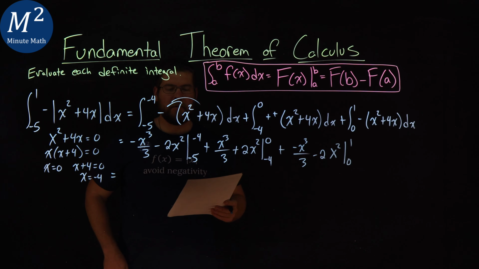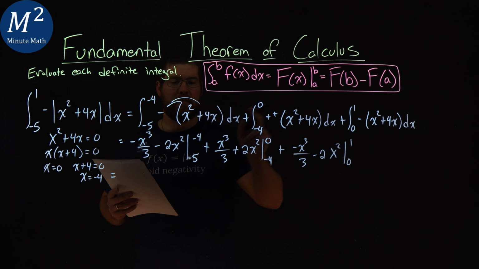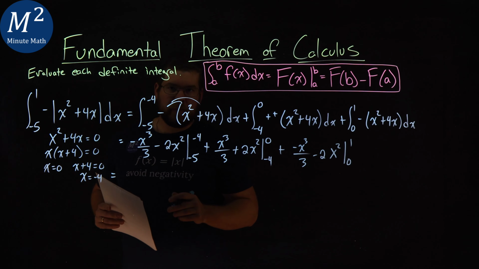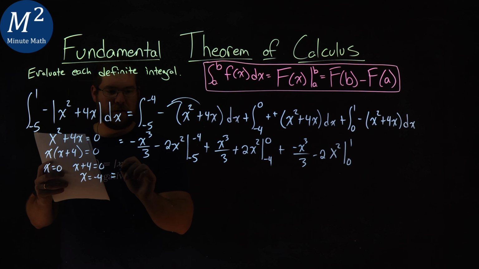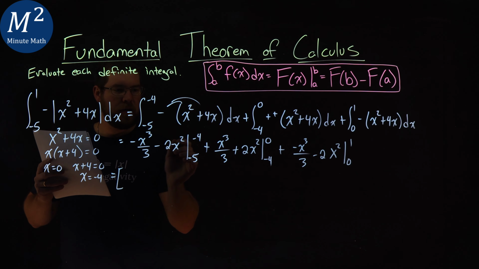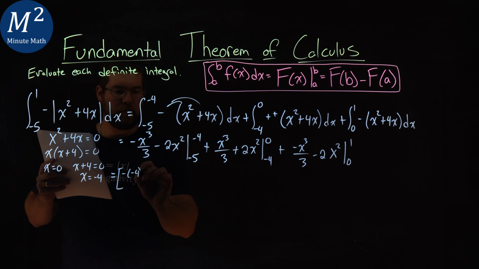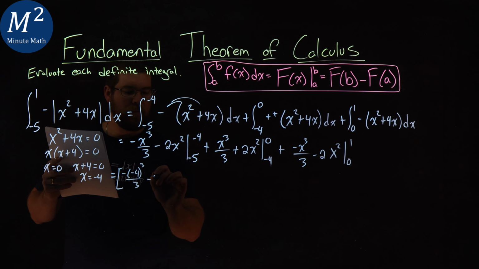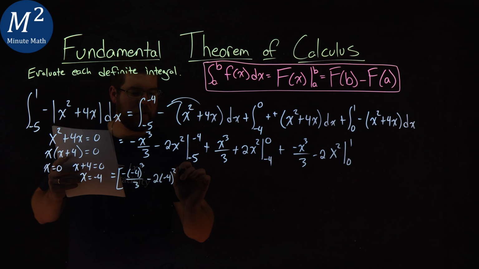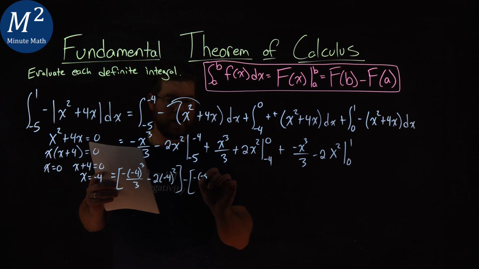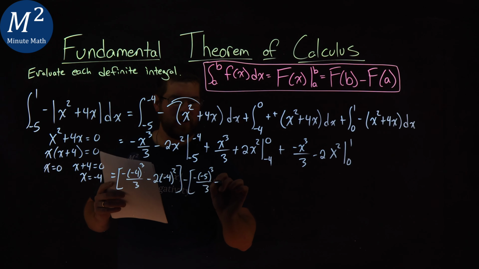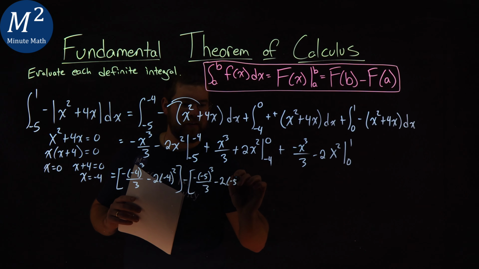We're going to rewrite this now. We're going to plug in our f of b and f of a for each one here. Okay, so we're putting negative 4 in for x. So let's put a little bracket here around what we're doing. Negative 4 in for x. So negative 4 to the third power over 3 minus 2 times the negative 4 squared. Minus, same thing, we plug negative 5 in. Negative 5 to the third over 3 minus 2 times the negative 5 squared.